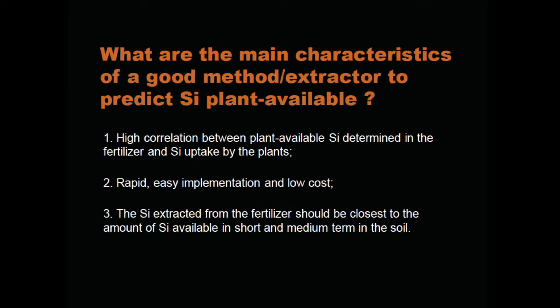Well, what are the main characteristics of a good extractor method to predict plant available silicon? First, and the most important to me, a high correlation between plant available silicon determined in the fertilizer and the silicon uptake by the plants. It must be rapid, easy to implement, and low cost. The silicon extracted from the fertilizer should also be closest to the amount of silicon available in the short and medium terms in the soil.